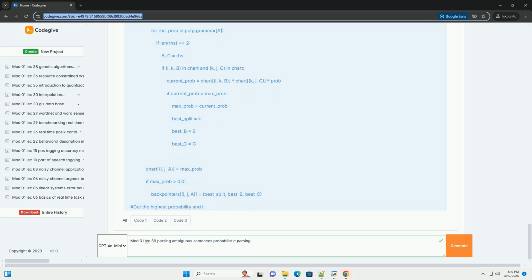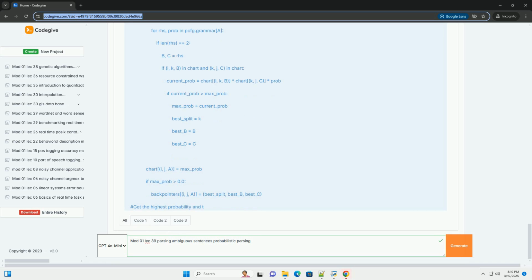Grammar engineering: the performance of a PCFG parser heavily depends on the quality of the grammar and the accuracy of the probabilities. Manually constructing a good grammar can be time-consuming. Methods for learning PCFGs from treebanks, annotated corpora of parse trees, are commonly used. Smoothing techniques: when learning probabilities from data, you'll encounter rules that are never observed. Smoothing techniques, for example add-one smoothing and Good-Turing smoothing, can be used to assign non-zero probabilities to these unseen rules.